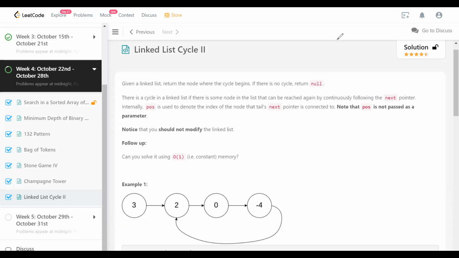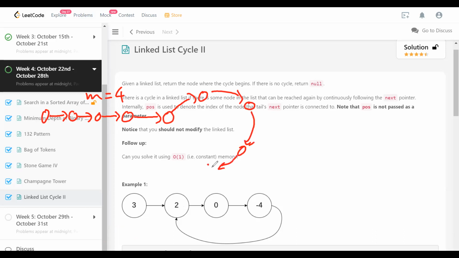So I'm going to generalize this problem. Suppose there are some m number of nodes before this cycle, right? In this case, this is m number of nodes, which is 4. And there could be some n number of nodes within this cycle. So let's take it as, maybe 1, 2, 3, 4, 5, and maybe 6. No, actually this is 5. So there are 5 nodes here, so n equals 5.